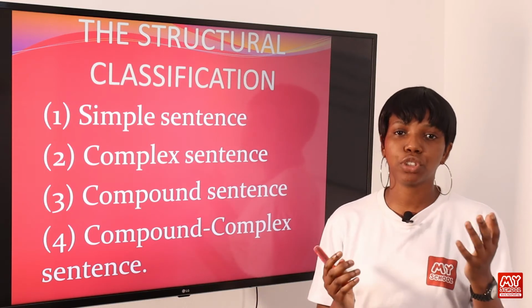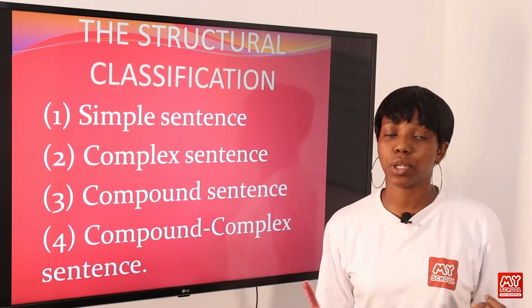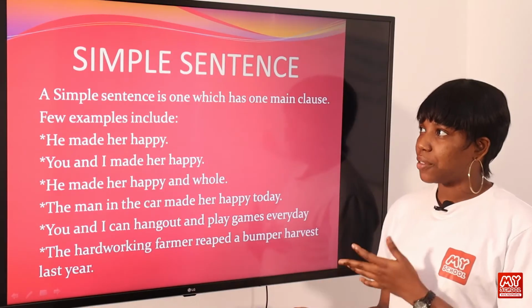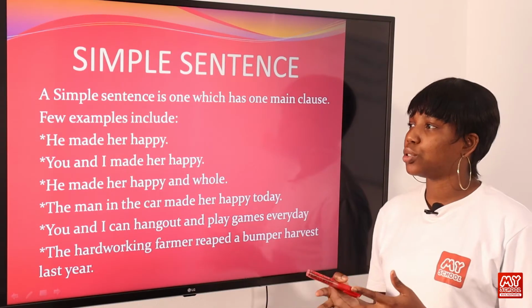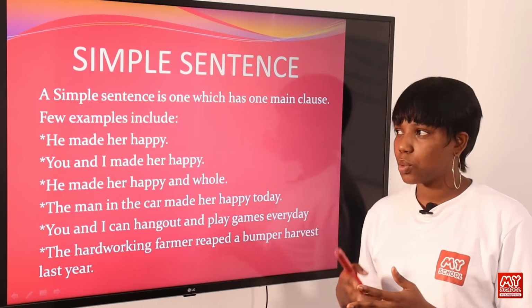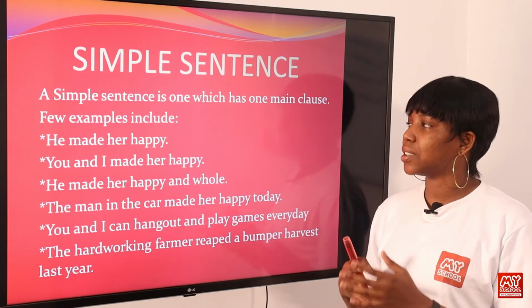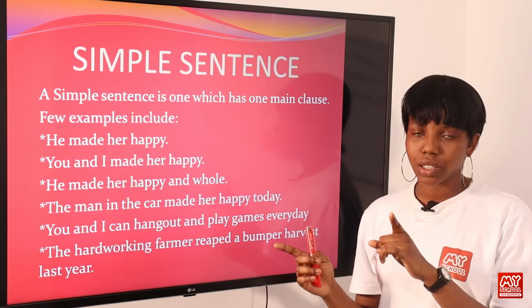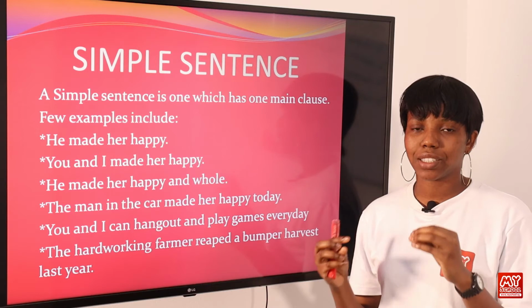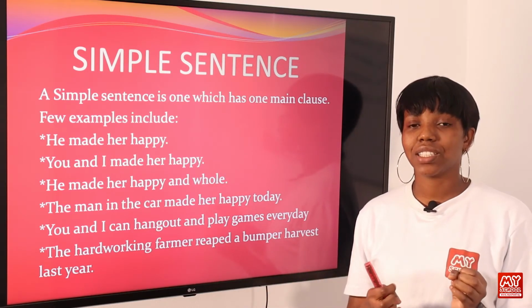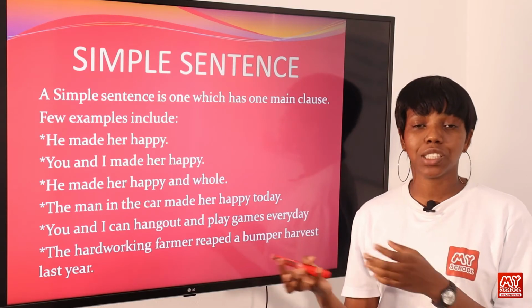We'll be looking at the features of simple sentence as well as examples of simple sentences. Here we have the simple sentence. Now, what do you need to know about simple sentence, or what are the features of simple sentence? A simple sentence is one which has one main clause. It has one main clause. It is as simple as that. So sometimes a main clause is used interchangeably with a simple sentence.